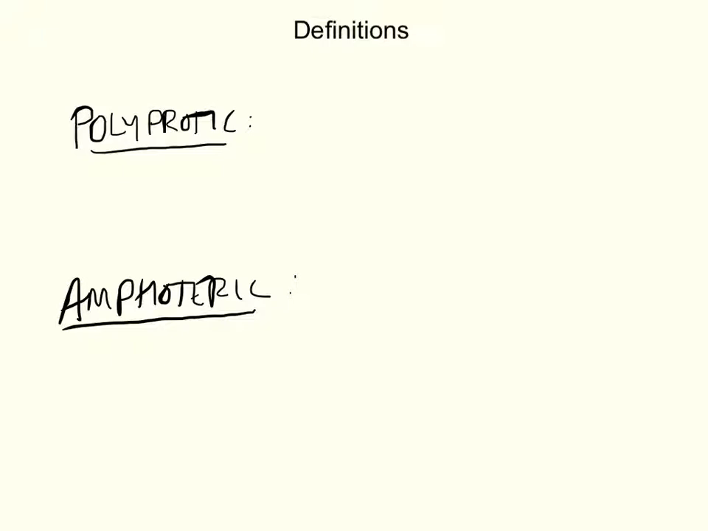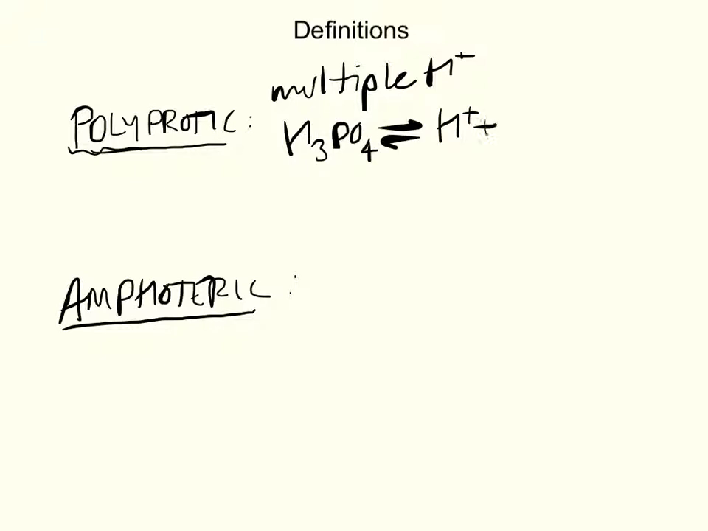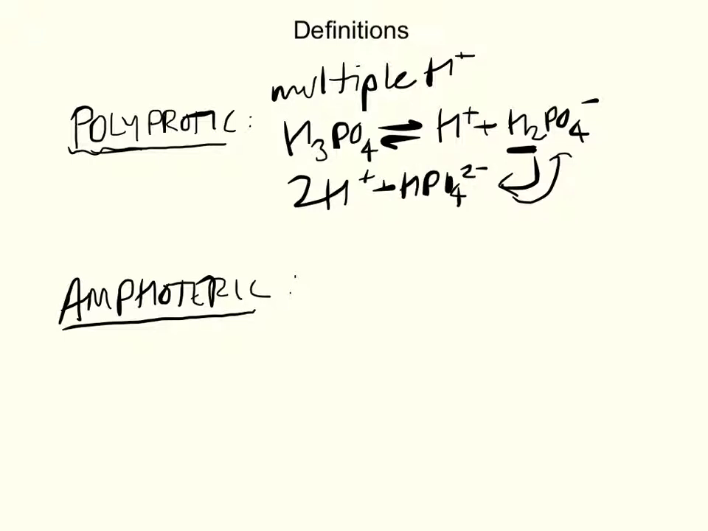There are two other words that we should be familiar with. One is a polyprotic acid, and this is a compound that has multiple H pluses. Think about the prefix poly. Something like H3PO4 can dissociate into H plus and H2PO4 minus. Since this still has two hydrogens, that could dissociate even further into 2H plus and HPO4 2 minus, and it has another H plus that could even dissociate further. So you have to be able to recognize polyprotic acids by looking at them.